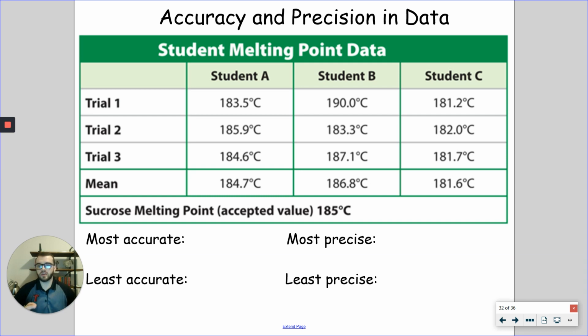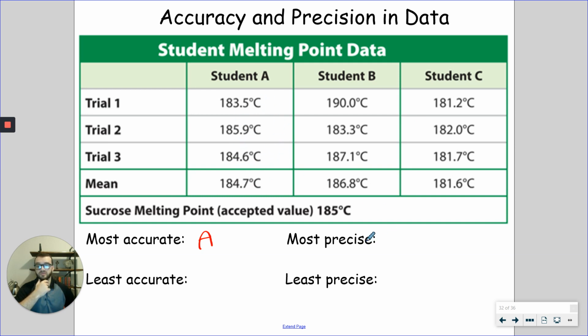So let's look at this. Between student A, student B, and student C, who is the most accurate if sucrose's melting point should be 185 degrees Celsius? Student A. Really close to 185, close to 185, a little off, but compared to the other two, the answer is right around 185.